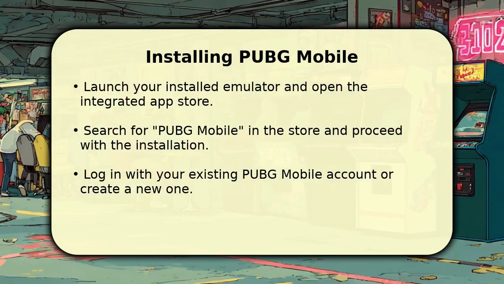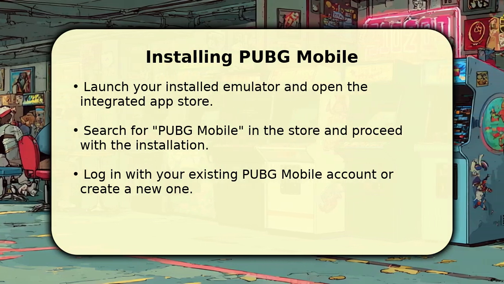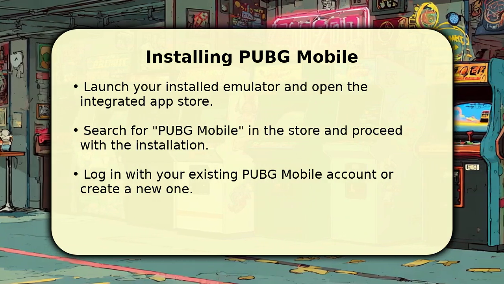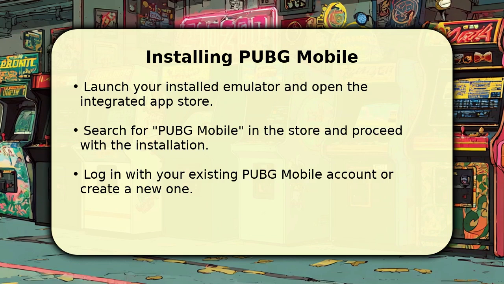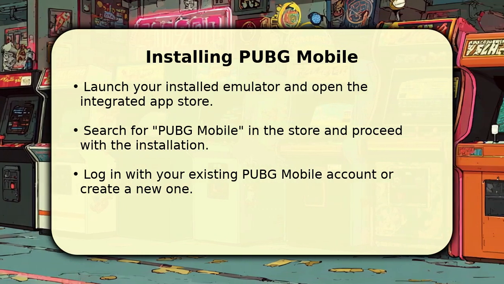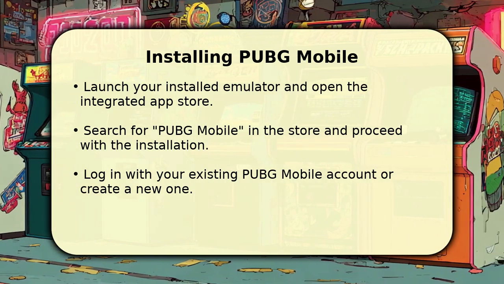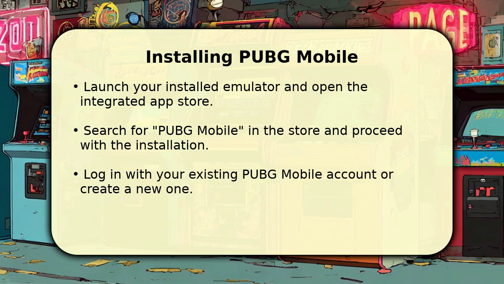With your emulator ready, open it and locate the built-in App Store, which is similar to a mobile device's App Store. Search for PUBG Mobile and initiate the download and installation process directly within the emulator. Once installed, log in using your existing PUBG Mobile account or easily create a new one. Remember to grant any requested permissions to ensure the game functions perfectly.